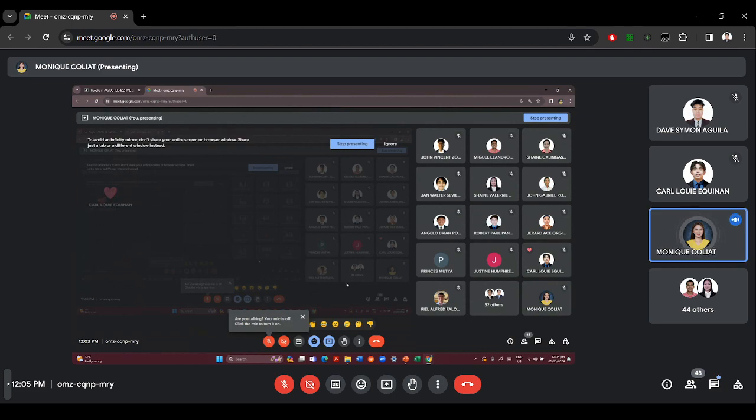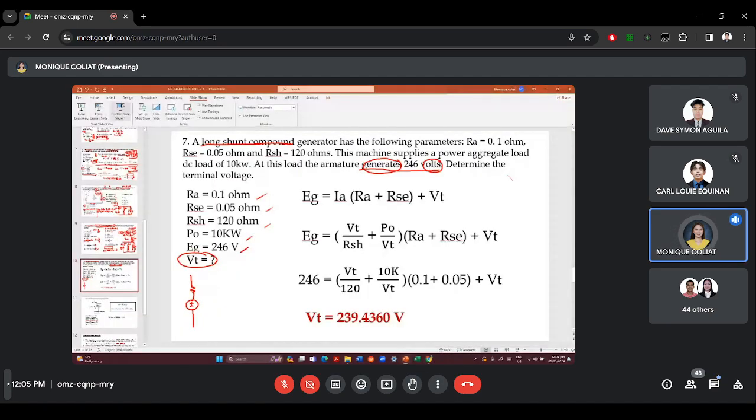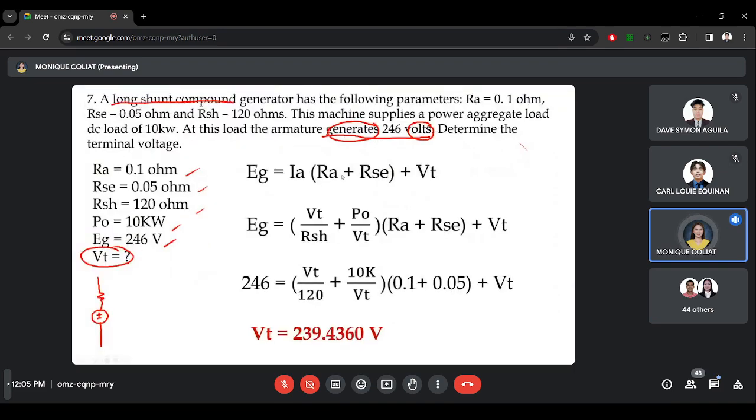RA, RSE, RSH, VT, ISH, IA, ISE, IF. Okay. So ito yung ating long shunt compound generator. So from this, let's get the equation for EG. Okay. So, di ba EG minus IA times RA plus RSE, kasi yun yung mga nadaanan ni IA, di ba? Si RA at RSE. Minus VT equals to 0. So, equate natin kay EG.